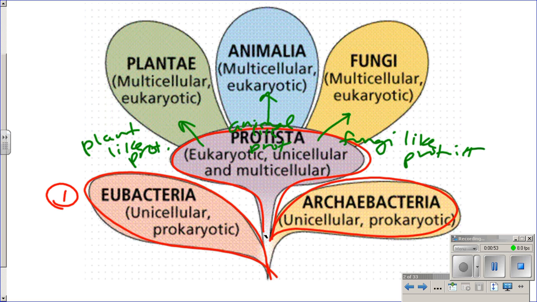Okay, so the protists are really a catch-all kingdom. They're very diverse because there's three different varieties of them, whereas bacteria and archaebacteria, yeah, they're diverse, but there's not three really main types. We're going to talk about a lot of characteristics of bacteria and viruses today, though.